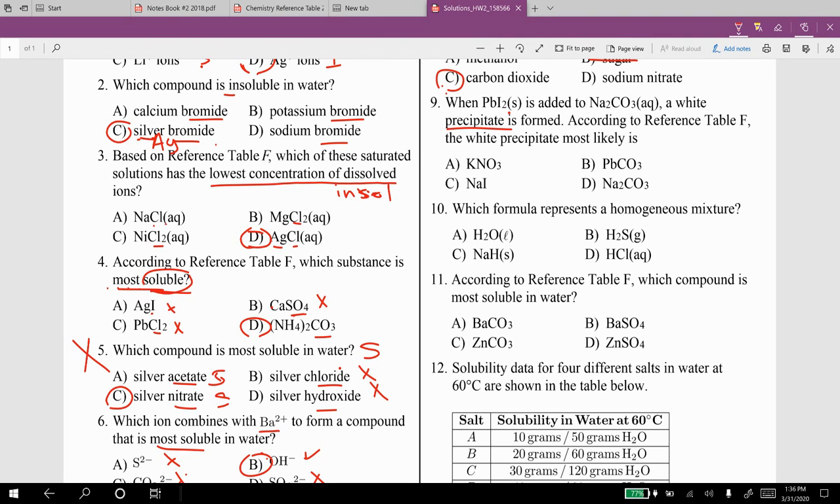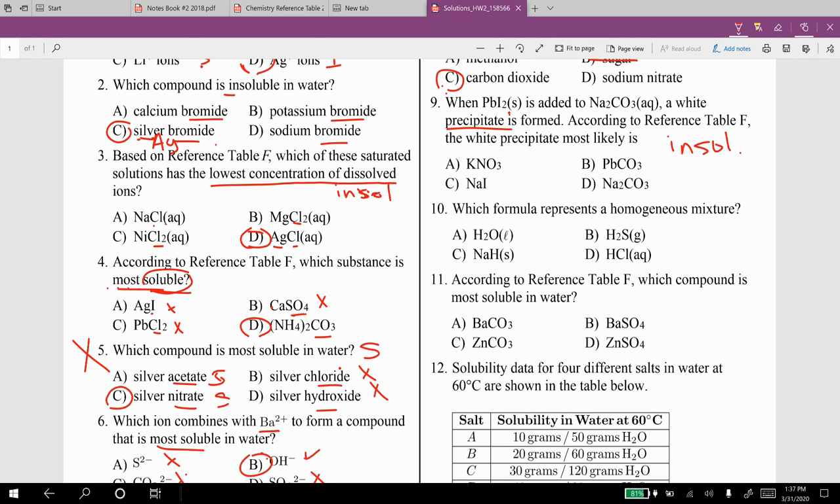So that means something white drops out of this mixture. According to reference table F, the white precipitate most likely is... If something falls out of a mixture, that means it's going to be insoluble. So now I need to find something that's insoluble. Okay, so I'm going back to my reference tables.